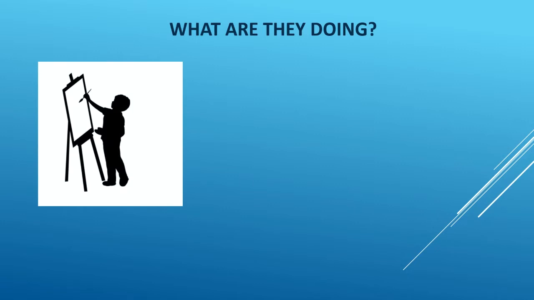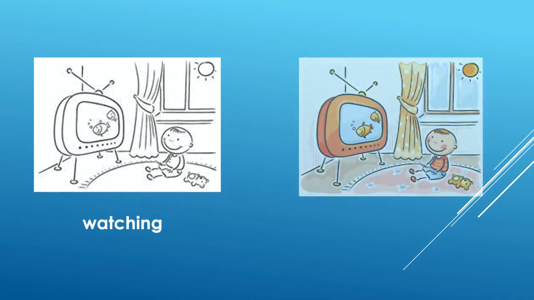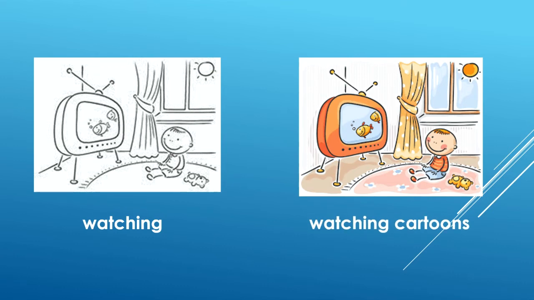What is this boy doing? Can you guess? Yes, drawing. Let's see what the boy is drawing. Yes, a picture. He is drawing a picture. What is this picture? What is the little boy doing? Watching. He is watching cartoons. Watching cartoons.